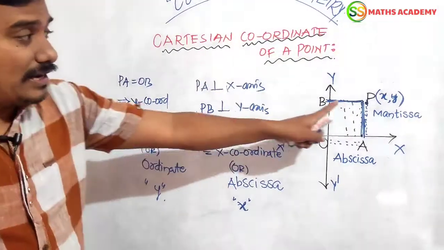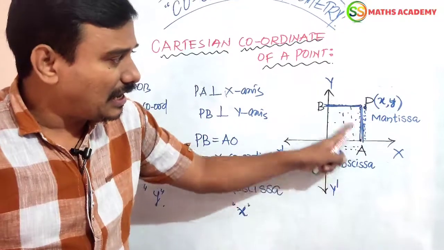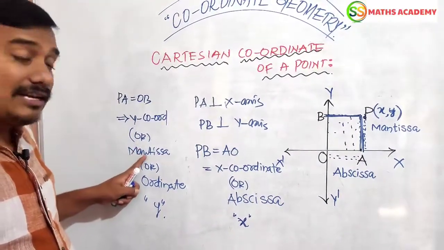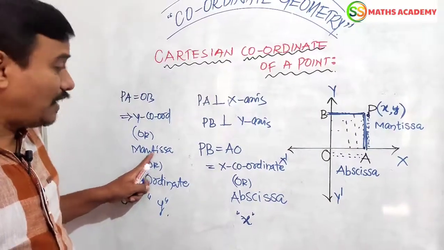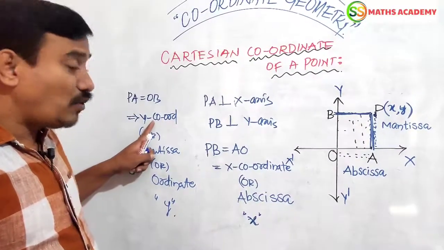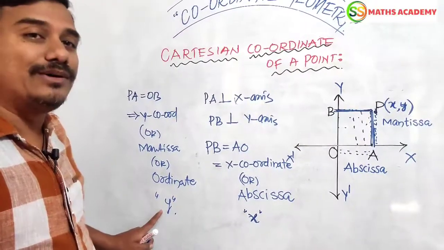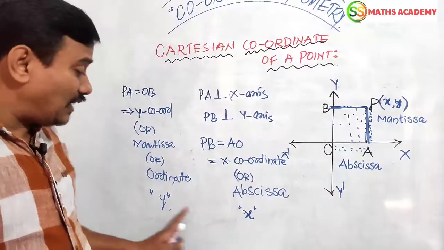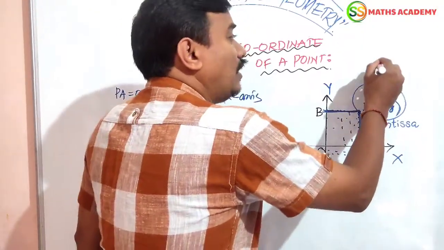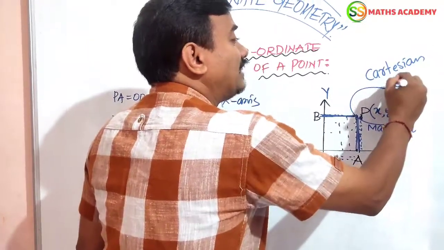The distance of the point from the x-axis, means PA and OB, is called y coordinate. Another name of the x coordinate in Greek is abscissa. And the y coordinate we can also sometimes call ordinate. Usually we denote it by y only. So here x and y taken together are called Cartesian coordinates.